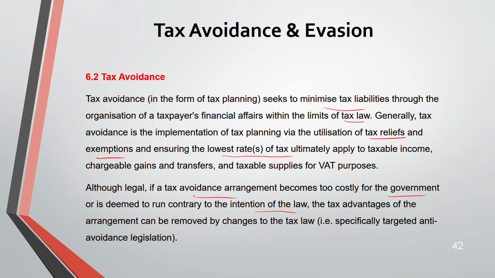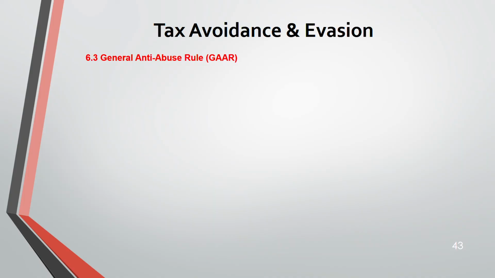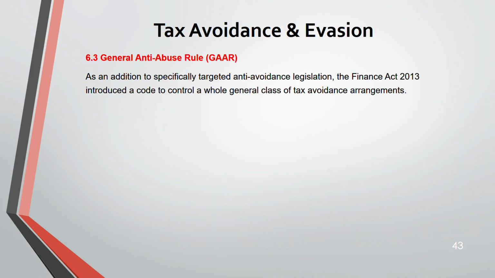What is the intention of the law? The law's intention was something else, but your intention is something different. You are trying to play with the rules. There is a loophole there, where you are taking the tax advantage. So remember, if HMRC finds this, then the tax advantages given to you through this arrangement will be removed by them changing the tax law, known as anti-avoidance legislation. That's why they have introduced the General Anti-Abuse Rule. This was not there before.